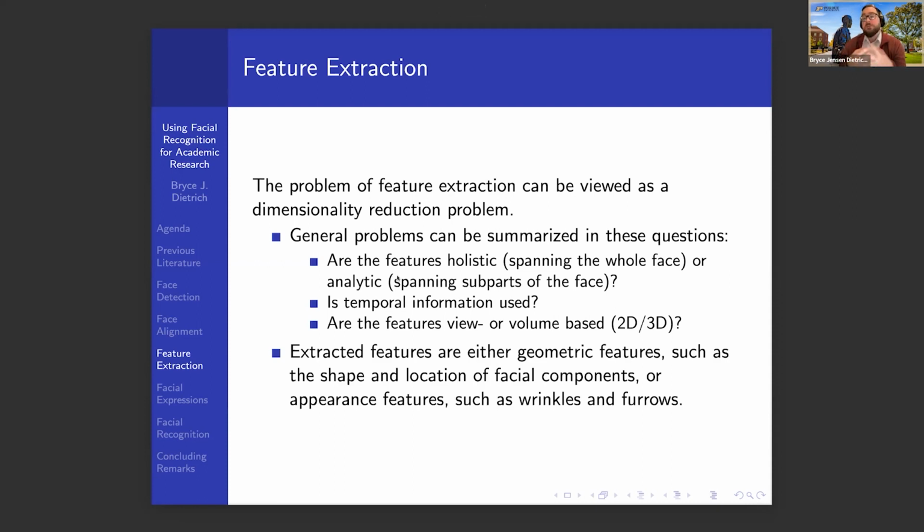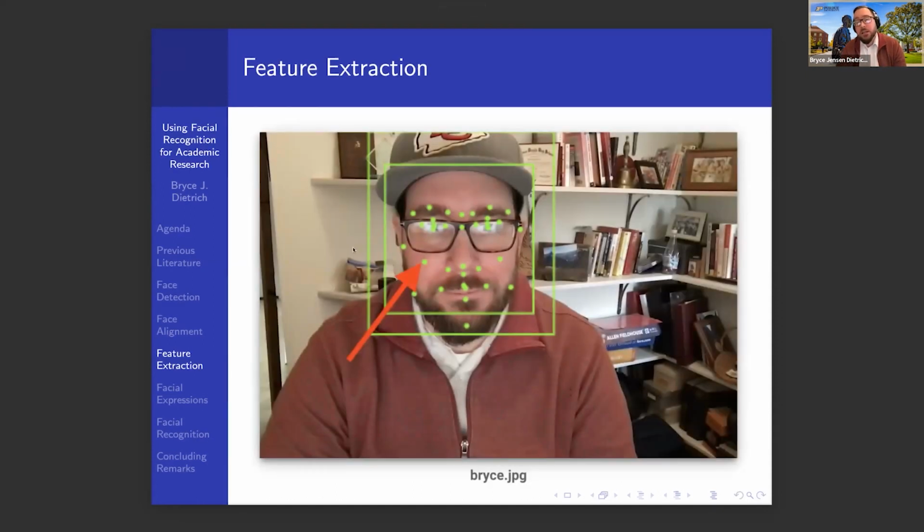So generally speaking, the features that we extract from this step in the process can either be geometric, so the shape and the location of specific facial components, again, like the eyes, the mouth, the nose, and so forth, or it can be appearance features such as wrinkles or furrows. What you get in the Google Vision API is these little dots that are identifying the contours of the eyebrows that I have, as well as my eyes, the boundaries of my nose, my cheekbone, and then here are my lips, and then the boundaries of my chin.